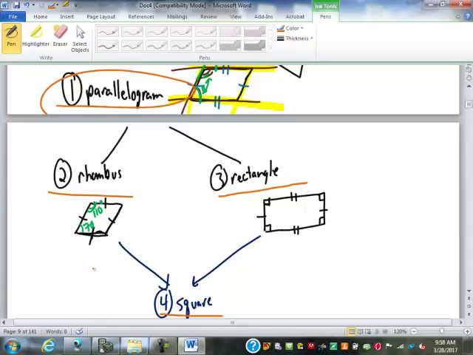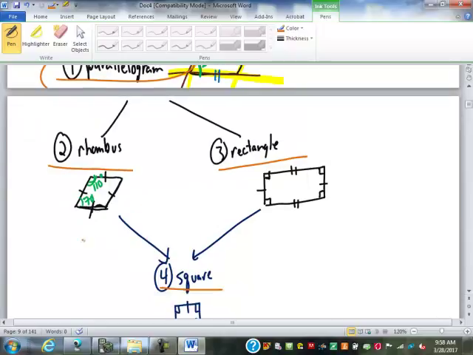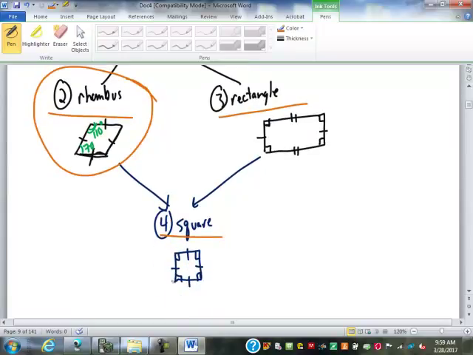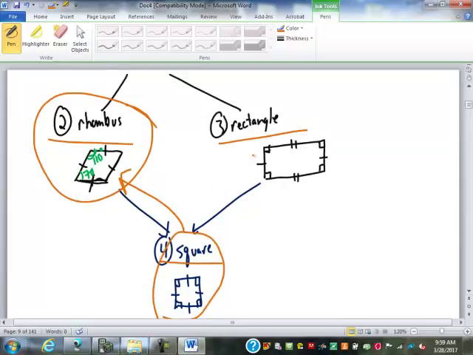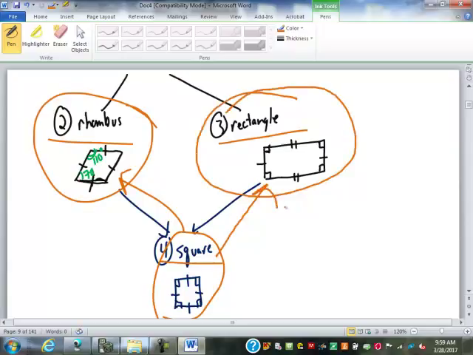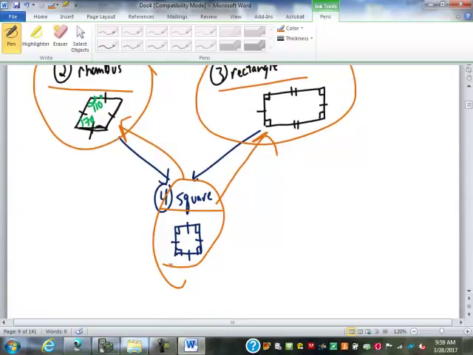So if I have these four shapes sitting there and ask you to identify which ones are parallelograms, they all are. If I ask you to identify which ones qualify as a rhombus, obviously this one does. The square does as well. If I ask you which ones qualify as a rectangle, of course that one does, and the square does as well. So this is a square, but it's a rhombus, a rectangle, and a parallelogram.